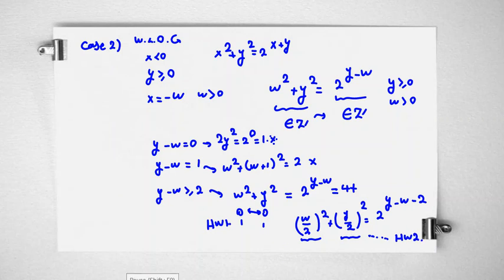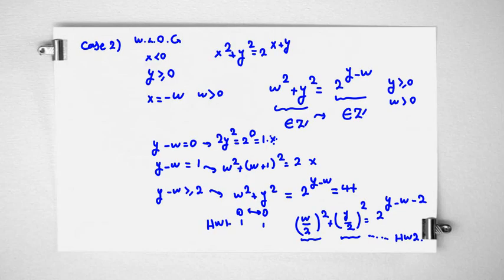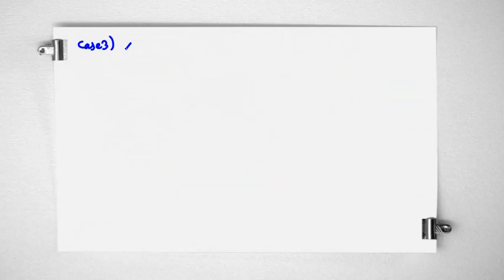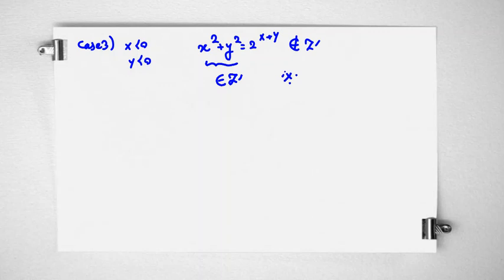Okay. Now let's consider both of them negative. Let's consider case 3, if both x and y are negative. So x less than 0, y less than 0. So x squared plus y squared equals 2 to the x plus y. Because both of them are negative, 2 to the x plus y is 2 to a negative number, which is not an integer, but x squared plus y squared is an integer. So we've reached a contradiction for this part.